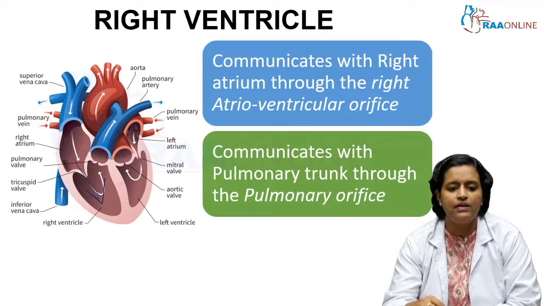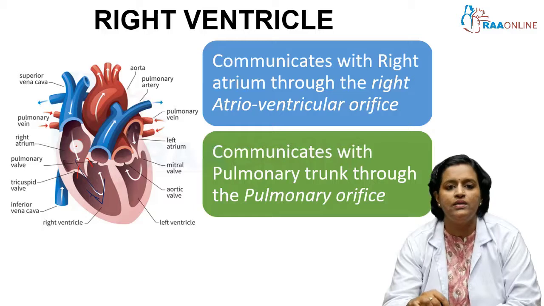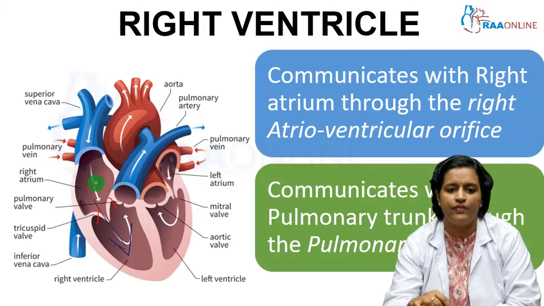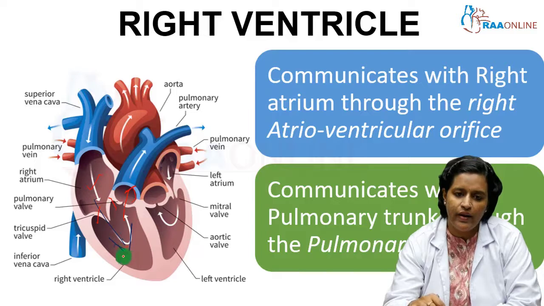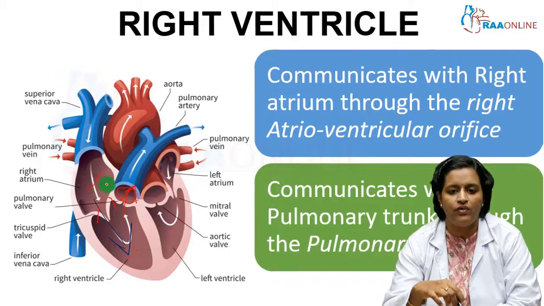The right ventricle receives blood from the right atrium via the atrioventricular orifice, which is guarded by a valve with three cusps, which is the right atrioventricular valve, otherwise known as the tricuspid valve. The right ventricle communicates with a major vessel, the pulmonary trunk. During systole, the blood in the right ventricle will be pushed out into the pulmonary circulation via the pulmonary trunk. This orifice is called the pulmonary orifice.